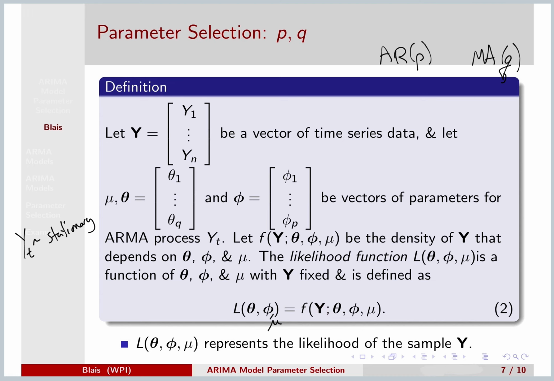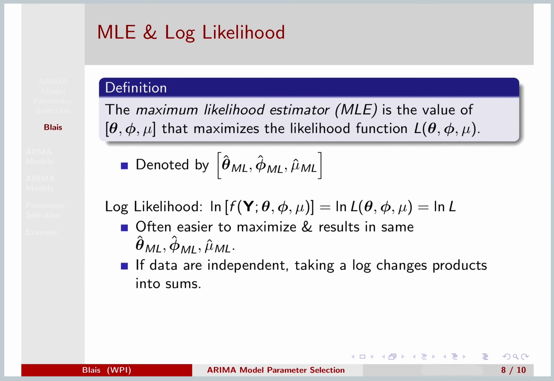given these parameters. And the idea is L of theta, phi, mu represents the likelihood of the sample under the model where our density function for y is using these different parameters. So it's these parameters that we will now tinker with in the maximum likelihood estimation process. And so the maximum likelihood estimator of our parameter values is the value of these parameters that maximizes the likelihood function.